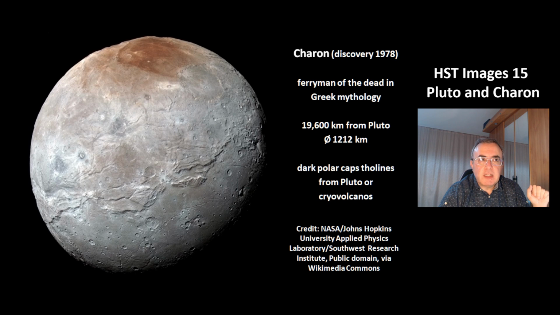This is a picture of Charon. Charon is the ferryman of the dead in Greek mythology. It is just at a distance of 19,600 kilometers from Pluto. Its diameter is 1,212 kilometers. And you can see dark polar caps. They could be, again, tholins. Their origin could be Pluto or cryovolcanoes from inside this moon.